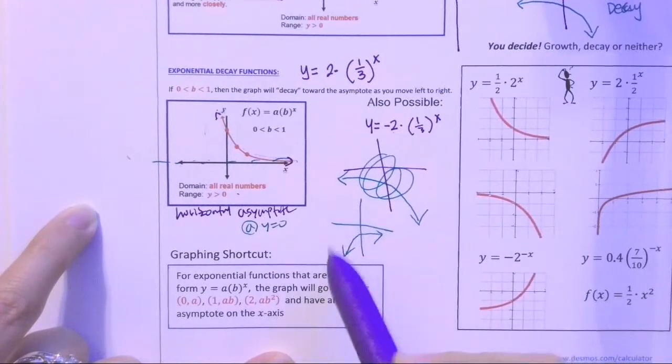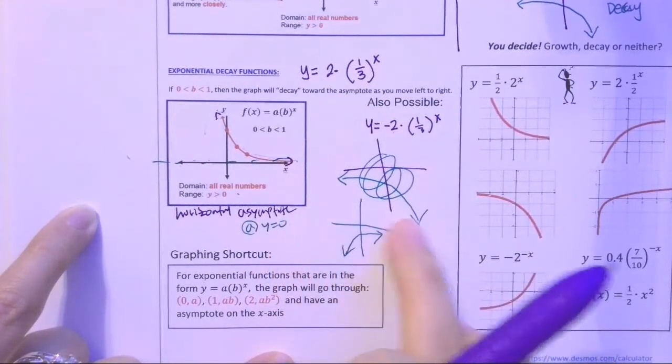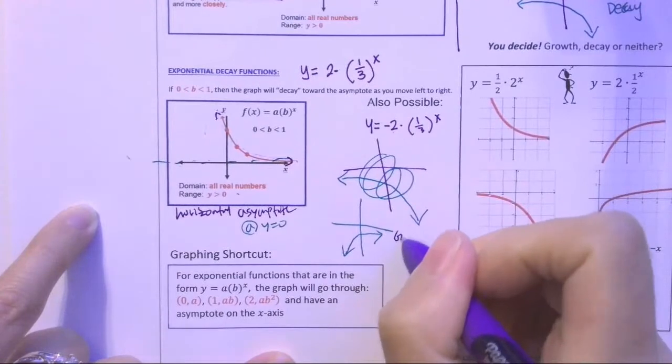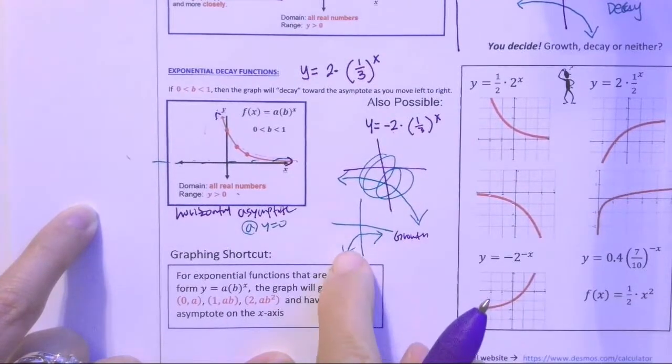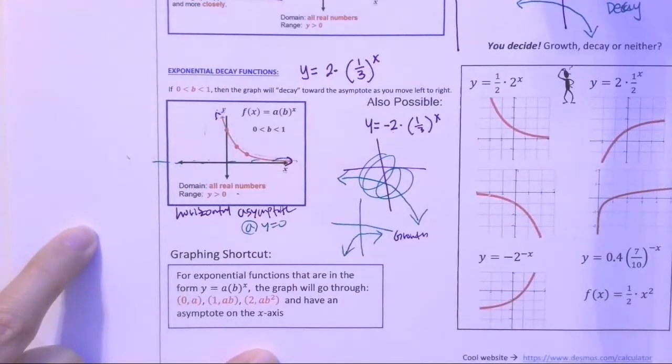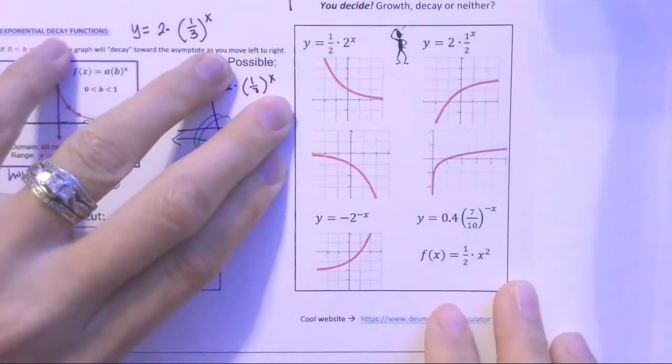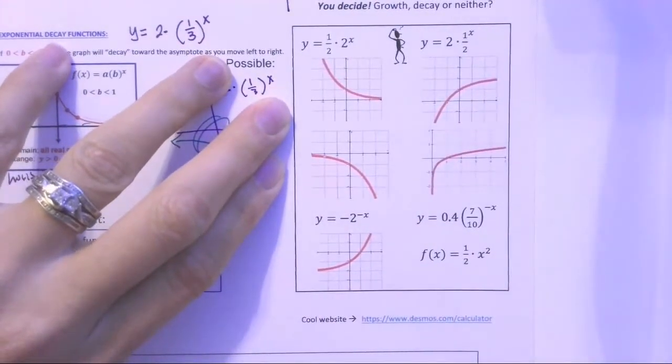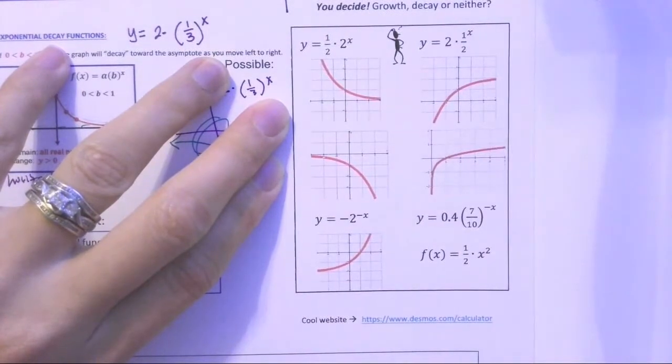And that's going to be, as I go to the right, it's getting closer to the x-axis, so it'll be growth. Because it is going up, right? That's increasing. So when I ask you to determine growth and decay, you look at what happened as you go to the right. Cool? Alright, so example on the right, I want you to determine whether it's a growth or decay or neither of them.